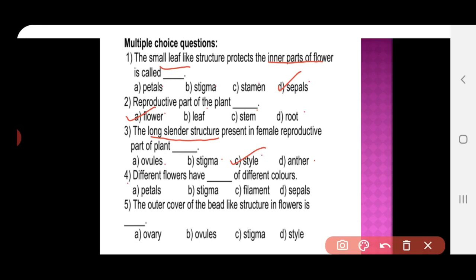And fourth question, different flowers have dash of different colors. Options are petals, stigma, filament, sepal. The answer is option A, petals. So different flowers have different colors of petals. And fifth question, the outer cover of the bead-like structure in the flower is dash. Options are ovary, ovules, stigma, style. So you have to note that they have given the outer cover of the bead-like structure, which is called ovary. Option A is the right answer.